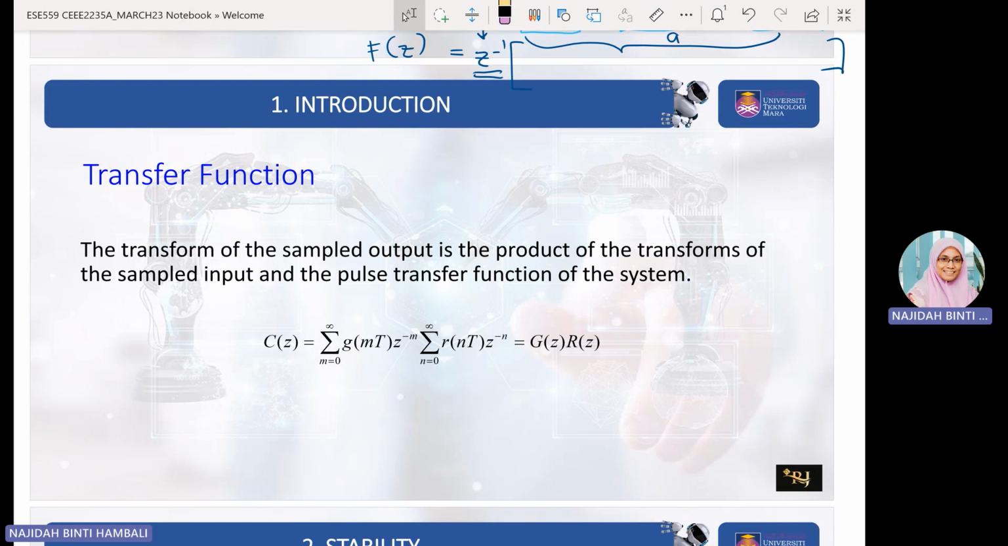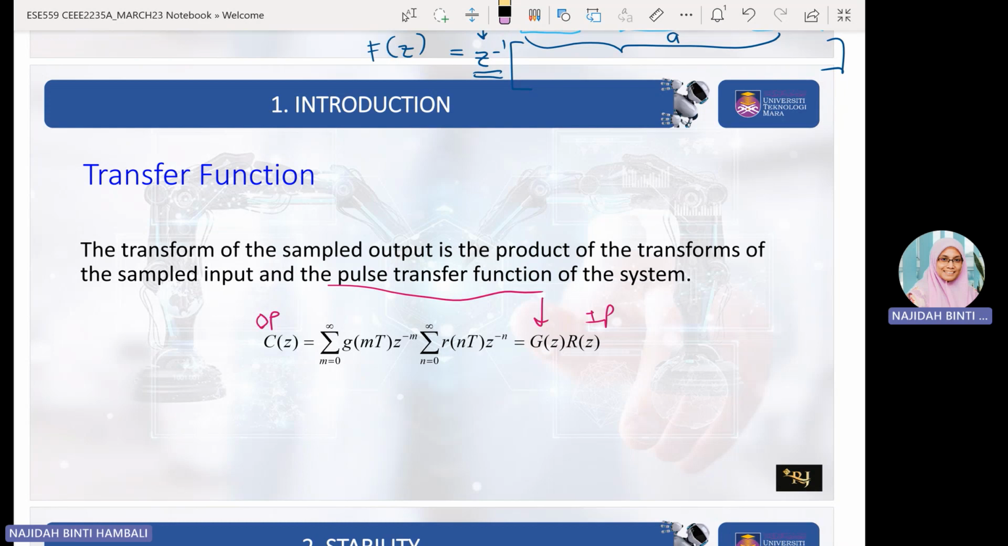Okay, next, we know that the transfer function is the relationship between input and output. Output over input, betul? Okay, so at the same time, we can determine the output signal. We assume C is the output, R is the input, and this is your pulse transfer function, G(z). So you also can determine the output of the system by using this formula.